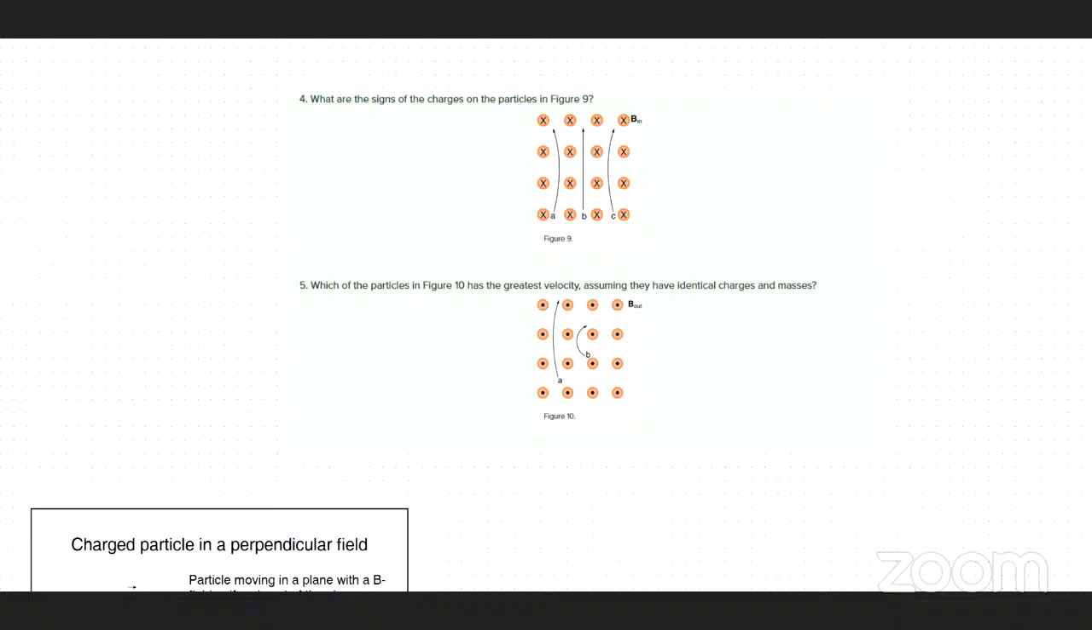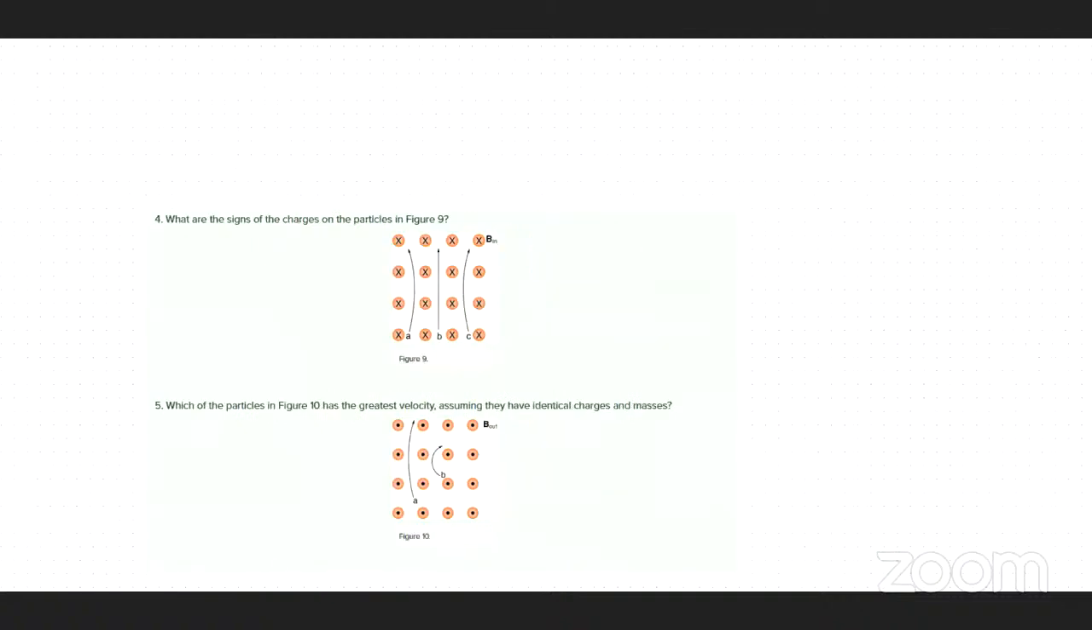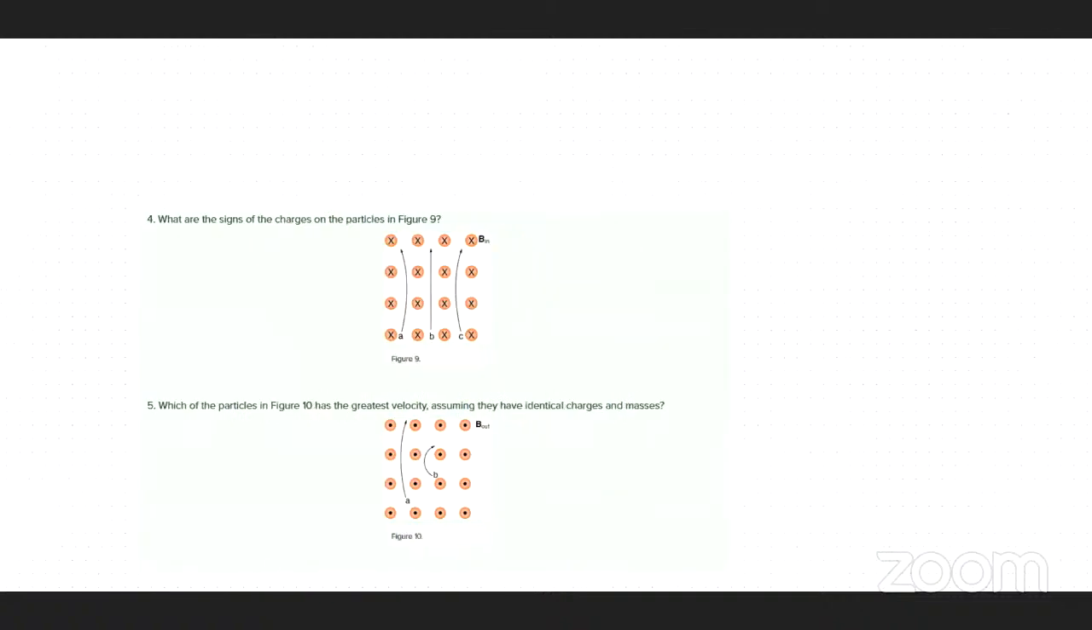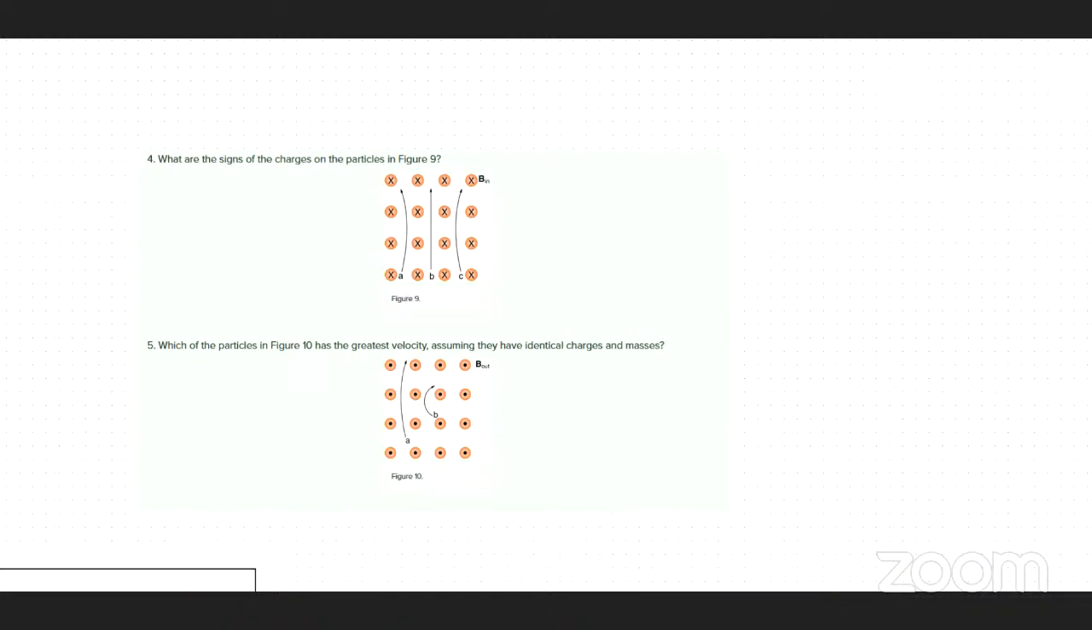A will be negative, and B... no, A will be positive, B neutral and C negative. Hello. I'm saying you have to write it mathematically, which means you have to show the vector product.